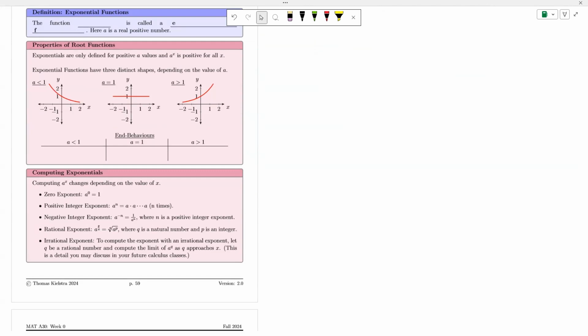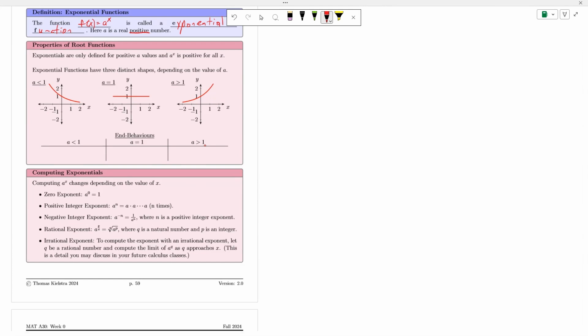Now that we've looked at some properties, we're going to look at two special functions, our exponential functions and our logarithmic functions. The function f of x equals a to the x is called an exponential function. And here, a is a real positive number. That a must be a positive number for our exponential functions.